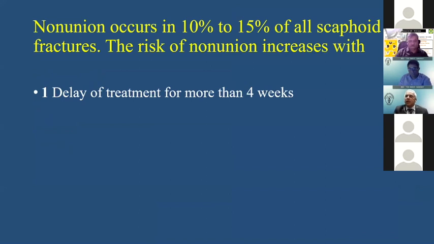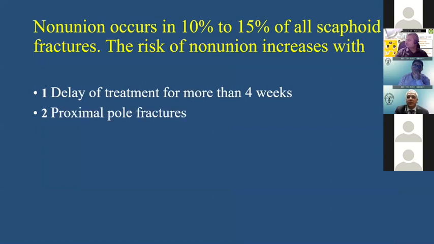When you embark on the journey of treatment of these scaphoid non-unions, it's very important to know the risk factors, because unless you address these risk factors, you will definitely have a problem. Non-unions occur in 10 to 15% of treated fractures, whereas the non-union rate goes up to 40% in untreated fractures.